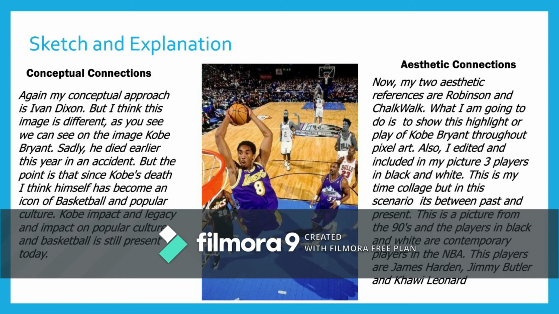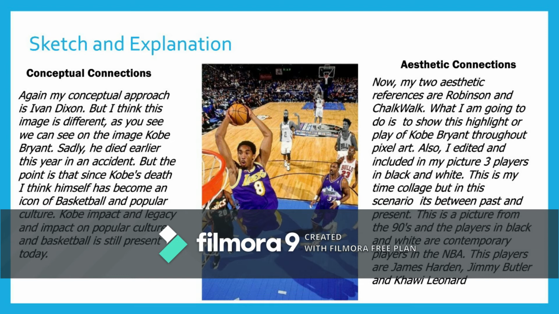Moving on to the second image, conceptually speaking, again, my reference is Ivan Dixon, but this one is a little bit different because, in my personal opinion, I think Kobe Bryant has turned into an icon of popular culture, and this is what I'm going to depict in the picture. The picture is about Kobe. Now, with the aesthetic connections, Robinson and Chocball are doing the same thing as in the past image.